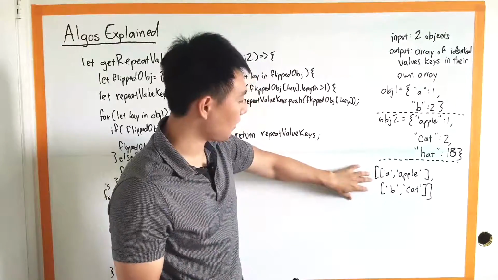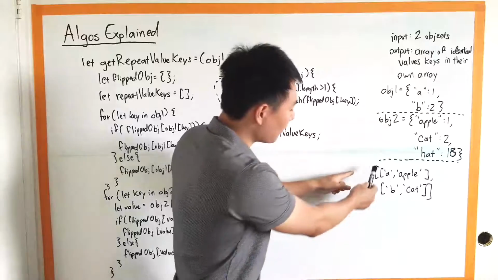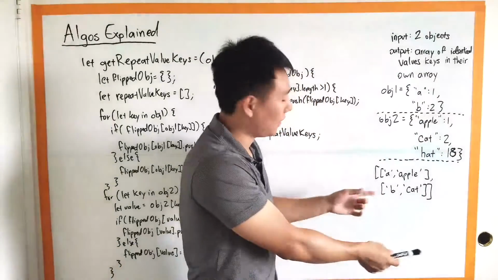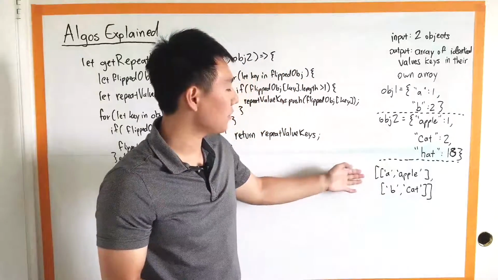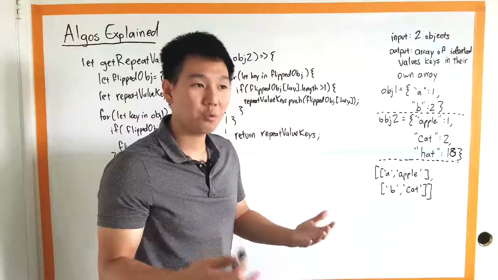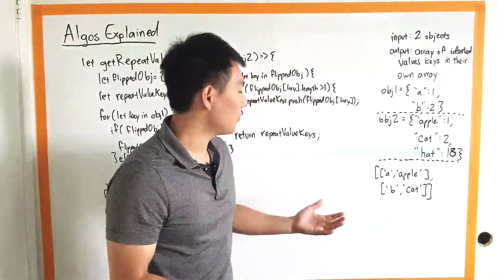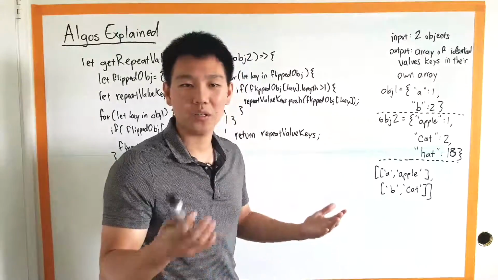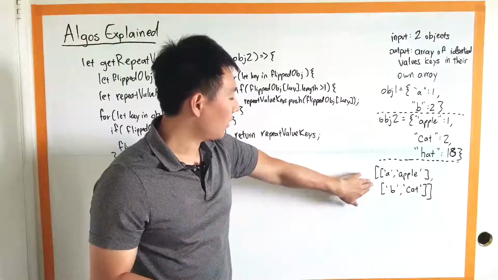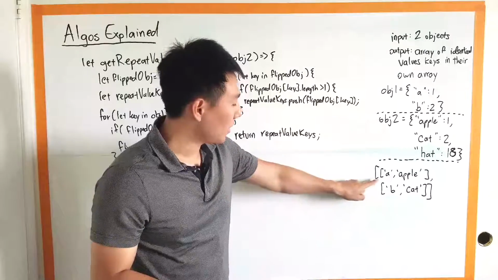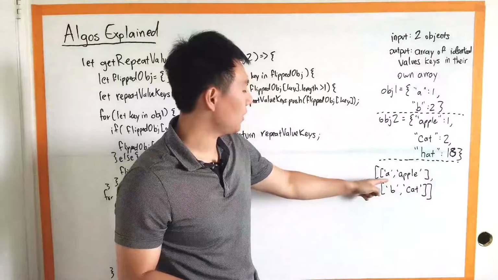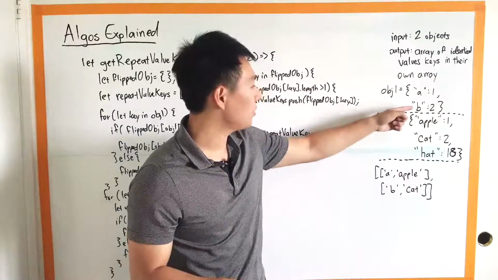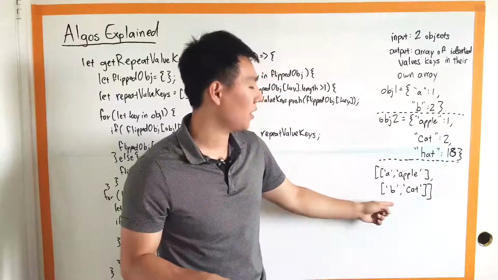And so this is our output right here. This is the outer array. This is a 2D array, an outer array that has arrays inside. If it had arrays of arrays of arrays, that'd be a 3D array, and if you go more, it's 4D, 5D, whatnot. But here is our output. A and apple pointed to the value 1, and so we put them together. B and cat pointed to the value 2, and so we put them together.